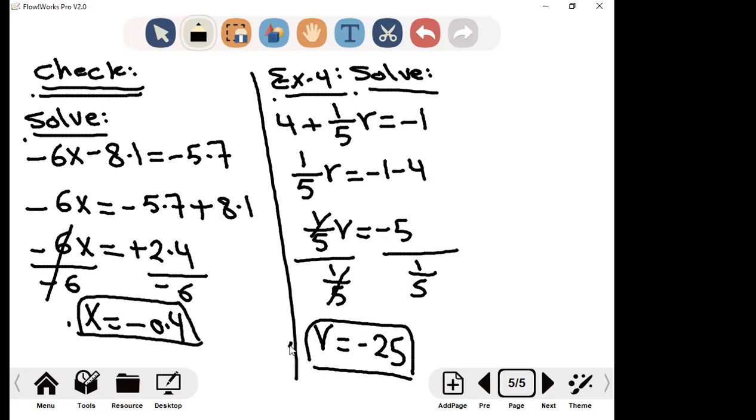If you want to simplify it here, -5, you put over 1, then divide by this fraction. So you have a fraction divided by fraction. The first fraction stays the same, the division becomes multiply, the reciprocal, and simplify.